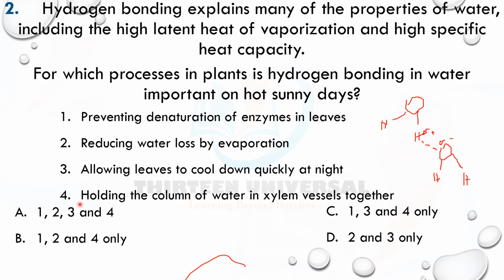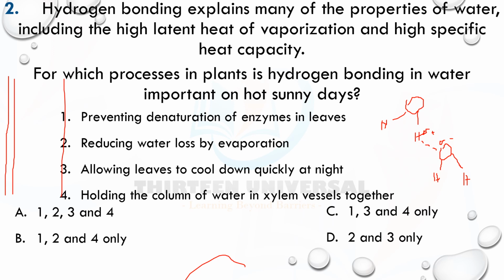Now look at this, holding the column of water in xylem vessel together. Now, column of water is formed in xylem due to hydrogen bonding. Okay, so hydrogen bonding, that's cohesion between water molecules in xylem vessel, sets up the column of water. Now this is the wall of xylem. I'm just trying to show you something, guys.